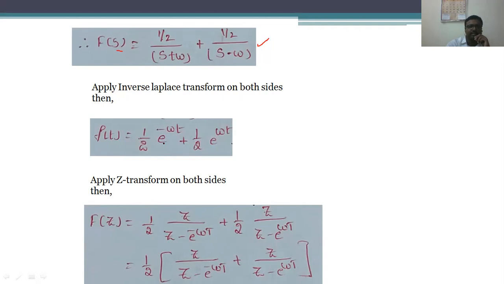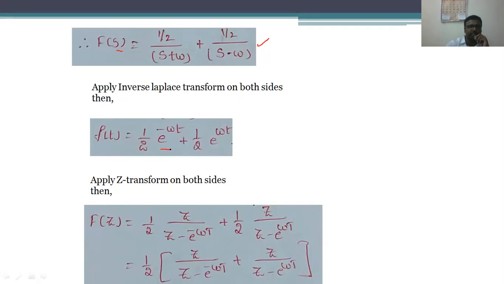And we have the basic Z transform from the previous classes. That means in the starting classes of the Z transform, we have seen the fundamental equations. This particular equation resembles the exponential form, e power minus at. What is the Z transform for e power minus at? It is nothing but z divided by z minus e power at.